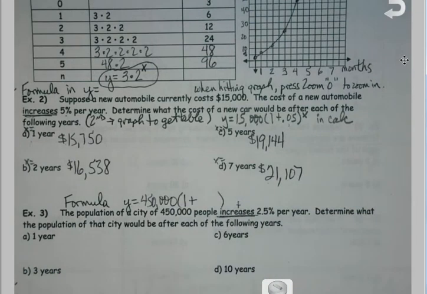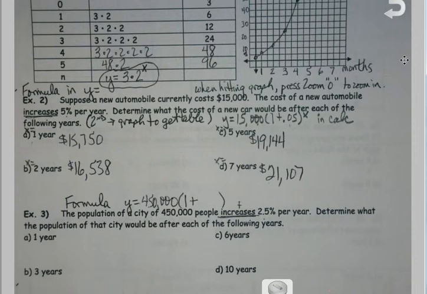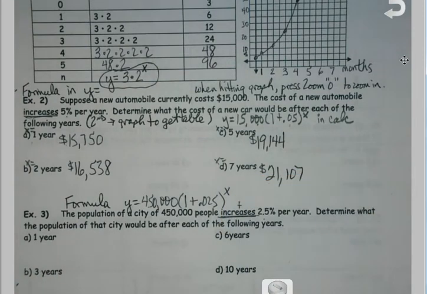Now here's the interesting part though. How do you write 2.5% in a decimal form? I know there's a decimal point there already. Would it be 0.25? No, that'd be 25%. So what's it going to be? Yeah, 0.025. And then I'm always going to use x as my exponent.